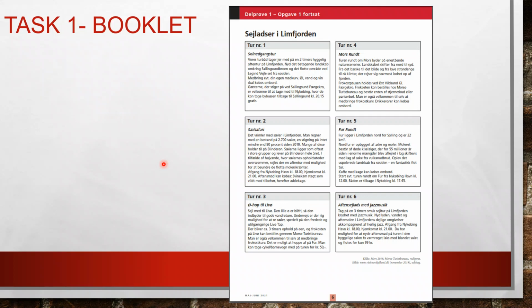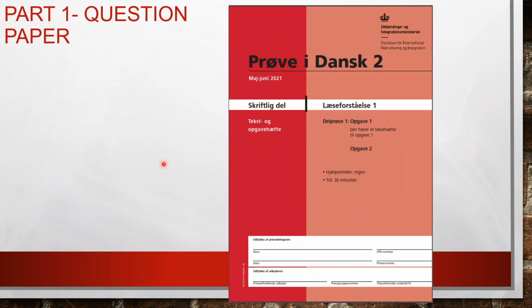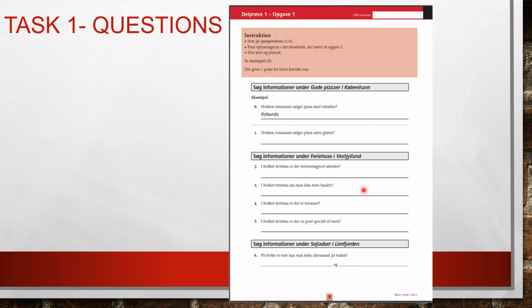I would suggest you do not spend a lot of time reading everything here. Just have a glance at it and directly go to the question paper. So the question paper looks like this. This is the front page, and then you have 30 minutes, the task and all that information. For the first question, they will also give one example question where they give you the answer too.